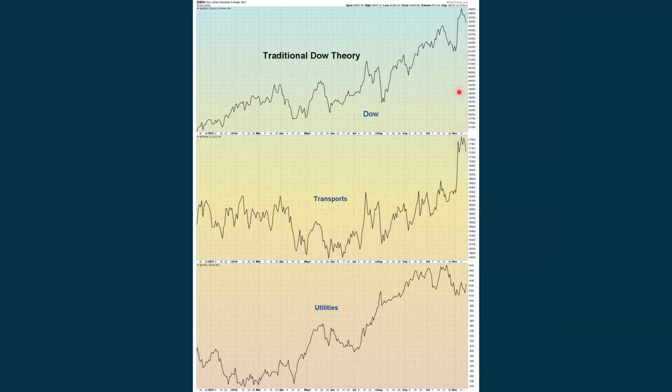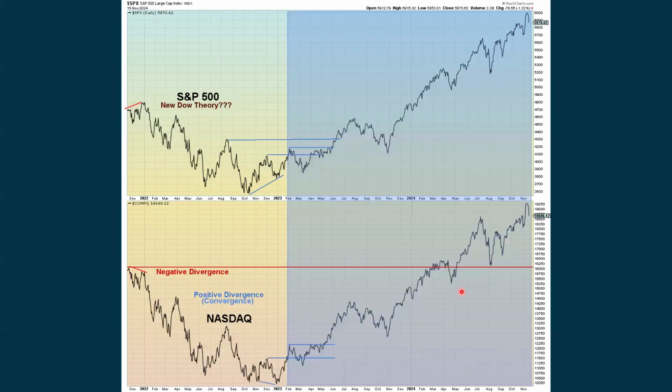So that's a confirmation. Now, I also include utilities, which may not be part of traditional Dow theory, but I include it here, where they were stronger earlier on, but since that time have pulled back and are now going sideways. But then we look at this in a little different way. Instead of using the Dow, we use the S&P 500, which has been under pressure after setting an all-time high. And instead of using the transports, we use the NASDAQ, which has been setting an all-time high and then pulling back lately.